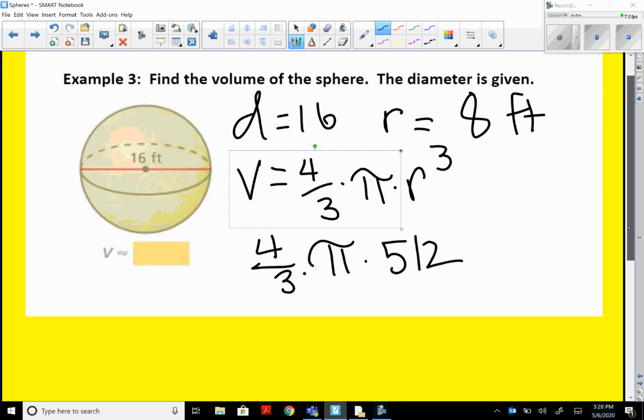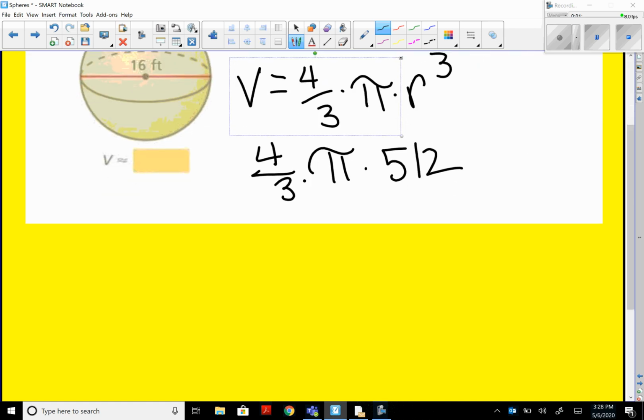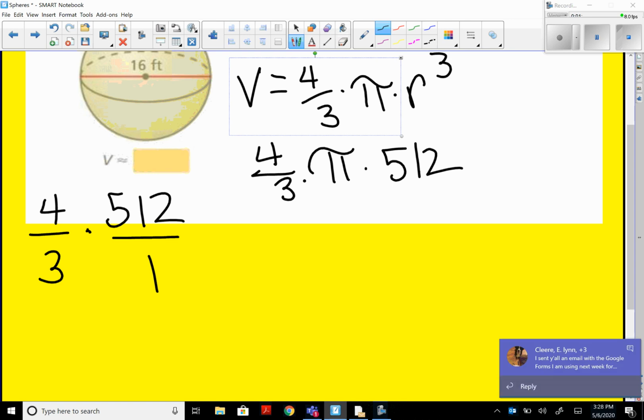Okay? So once again, depending on what type of calculator you have, if you're just using a basic calculator, you probably need to do like what I'm doing, where I write it as 4/3 times 512 over 1. And I go ahead and I multiply the 512 times the 4 first, and then I divide that answer by 3. So when I multiply 512 by 4, I get 2048. So that's 2048 divided by 3 times pi.